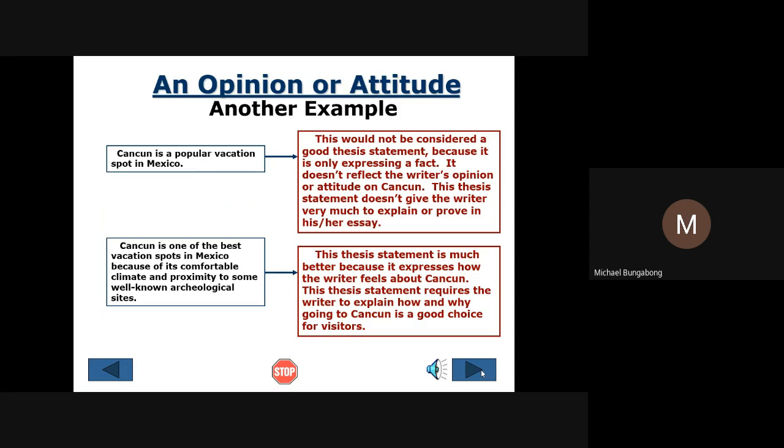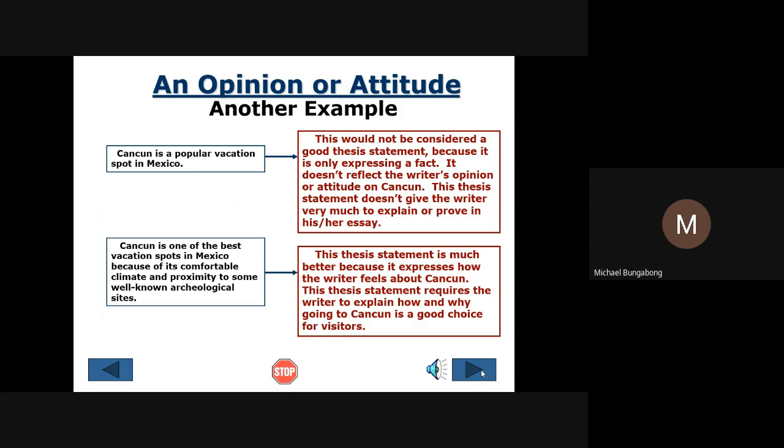Okay. So how are you going to do it? Cancun is one of the best vacation spots in Mexico because of its comfortable climate and proximity to some well-known archaeological sites. Makes sense, correct? So this is what we call a thesis statement.